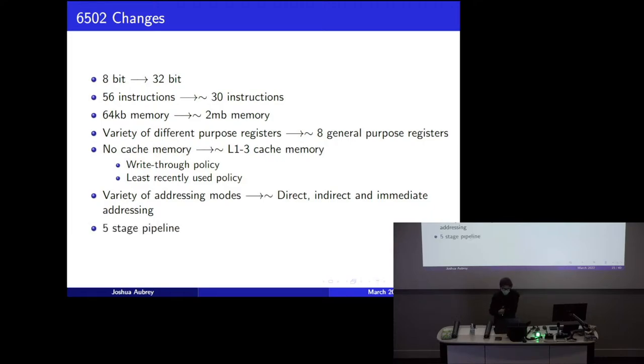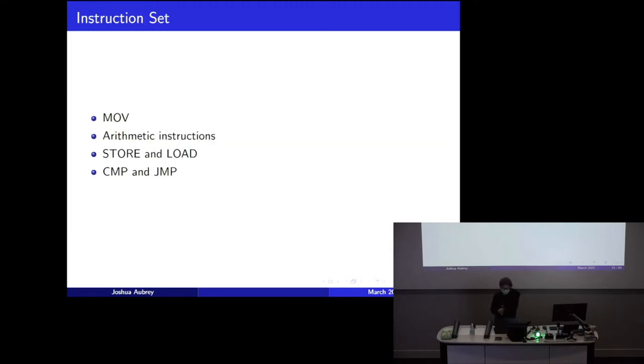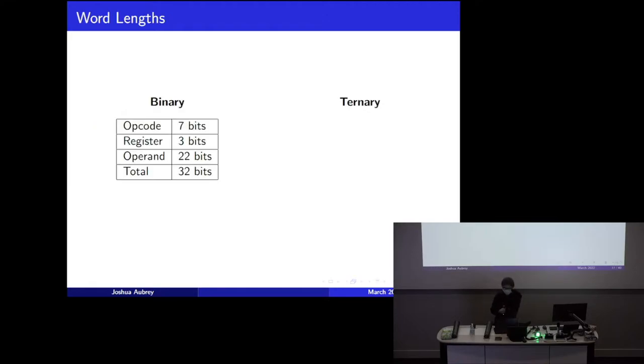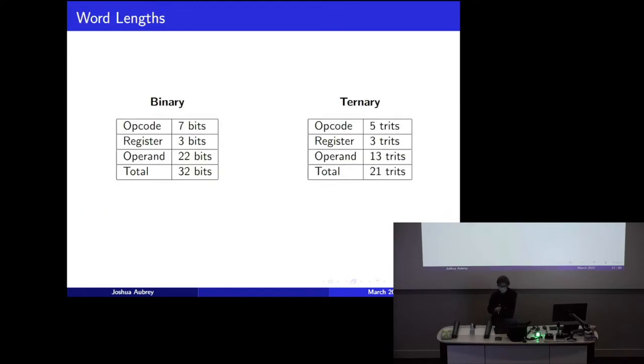So yep, and this is just the instruction set again. This has nothing to do with the model that I apparently based it off of, but that's fine. As long as you can explain what's going on, they probably won't care. And again, it's just more things about the machine. And this is the first part where we have the actual difference: we shrunk the words from 32 bits to 21 trits.